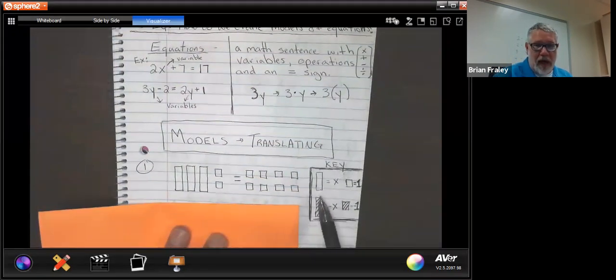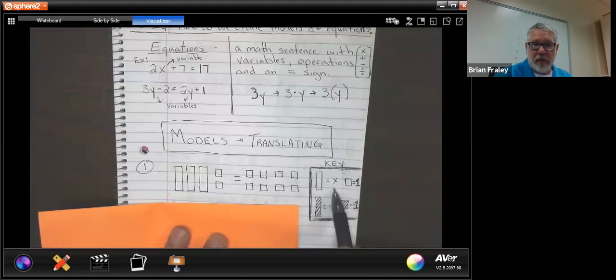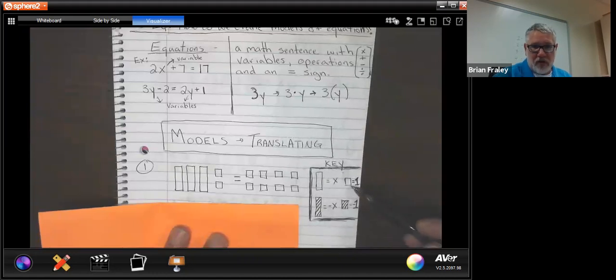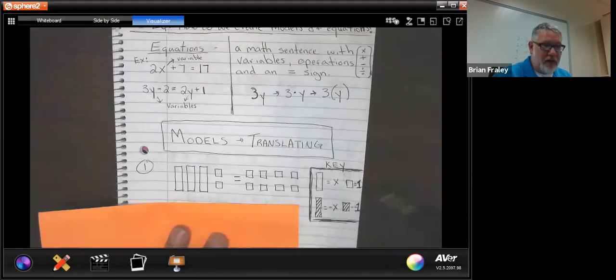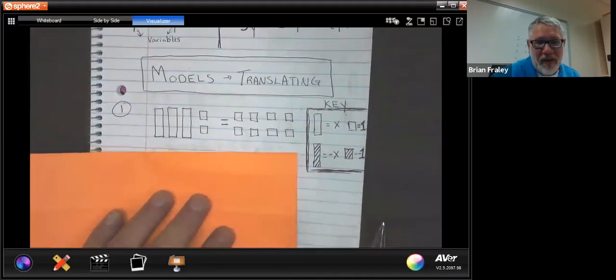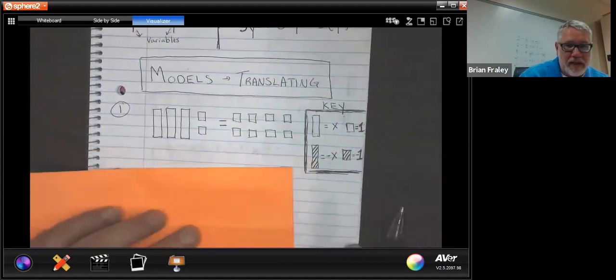For example, I see that I have a rectangle. If the rectangle is clear or not shaded at all, it is equal to x. That's a variable. Now, if I have a rectangle that has lines or is shaded, that's considered a negative x, a negative variable. If I go to the different shape, a square, if it's not shaded, it's a positive 1. If I have a square that is shaded with diagonals, that is considered a negative 1. I hope you guys can see that better. Let me get a little closer. There you go. Okay, here's my first model, and we're going to translate this together, okay?